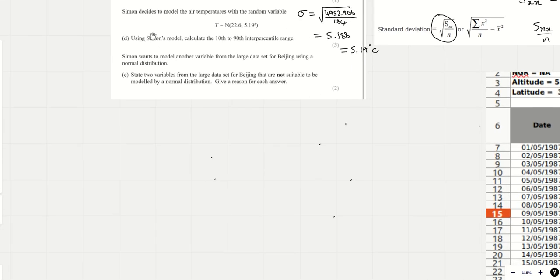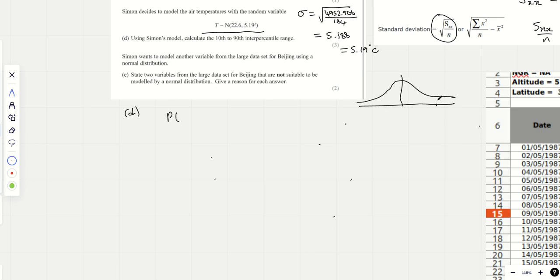Okay, part D. Now, sneaky normal distribution in the middle of the question. How sneaky? That doesn't bother me because we've recently done the normal distribution, we've done exactly this. We're essentially looking for values on our normal distribution so that we find the top 10% and the bottom 90%.